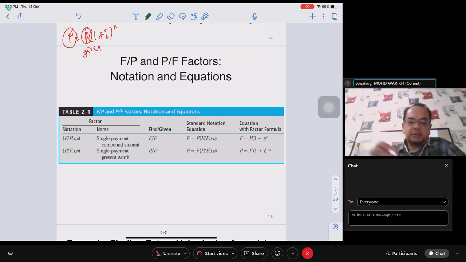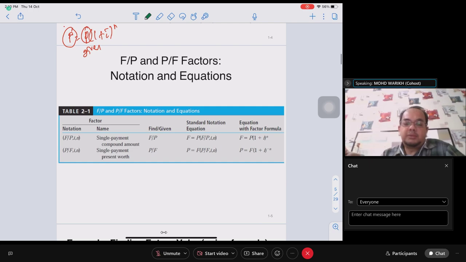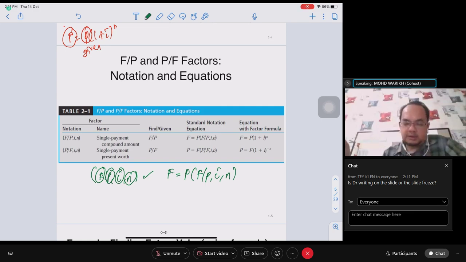Please remember how to write the standard factor notation, because some of the students make a very simple mistake. That means the first one, F over P, comma I. You have to find F, P is given, with N number. Then you have to write the formula. For example, the first one, you have to find F, it is F over P, I. This one you have to write for the standard factor notation.